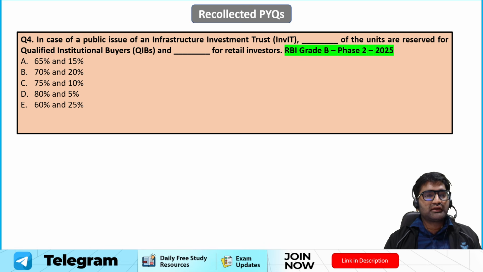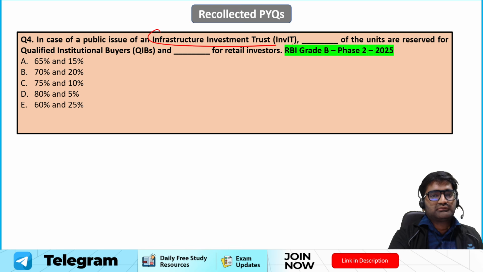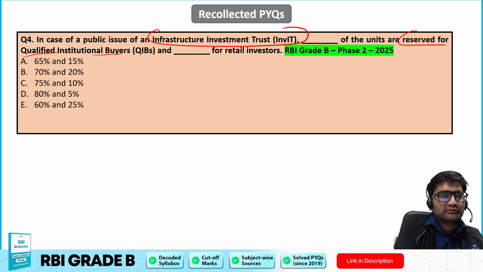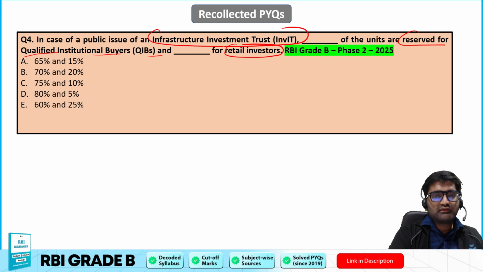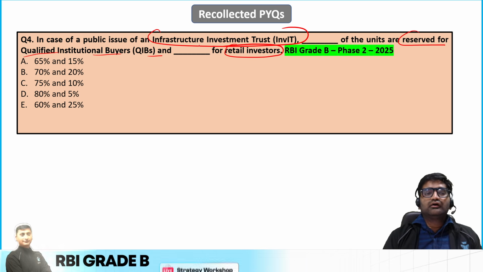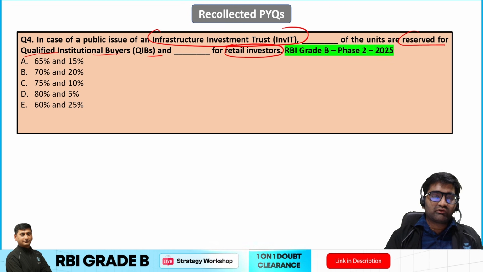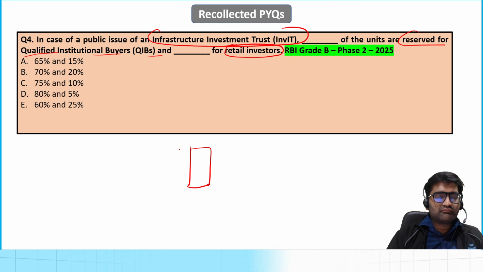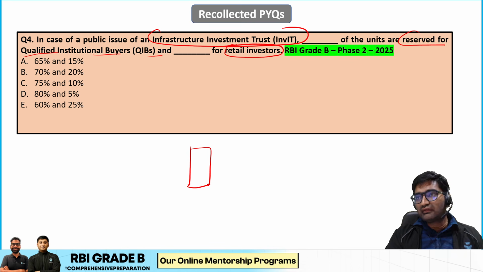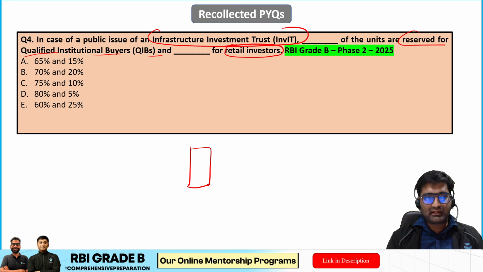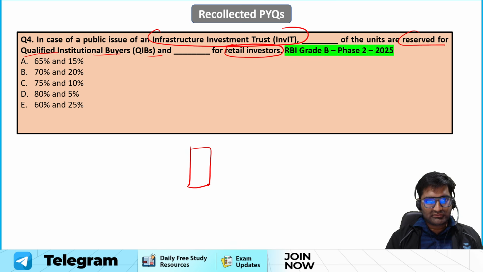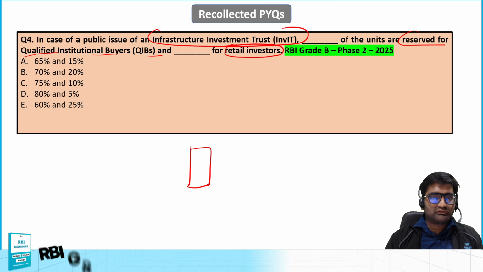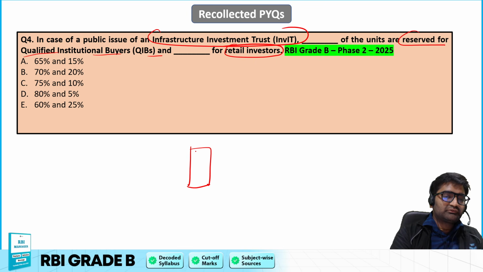In case of a public issue of an infrastructure investment trust, InvIT, dash of the units are reserved for the qualified institutional buyers and dash for retail investors. Okay, so if we talk about InvITs, first of all, if you want to invest in the construction of a metro rail track, will you be able to invest directly? No, we need a whole lot of money. But there is an indirect way in which you can invest there. How is that? It is through a trust.